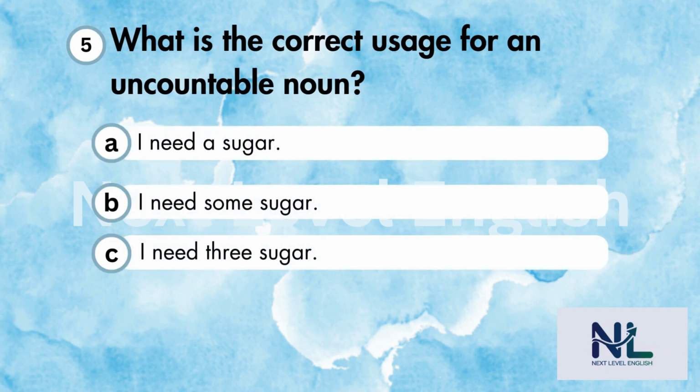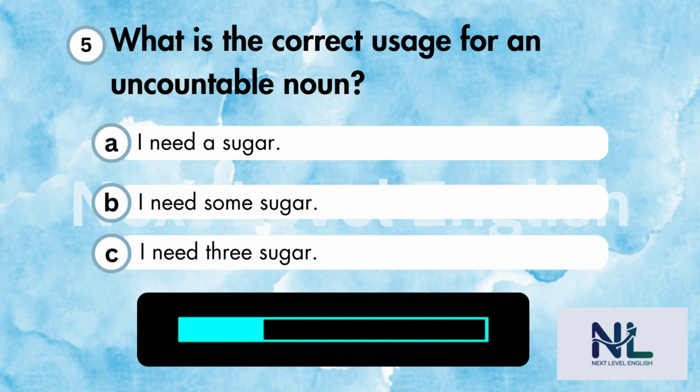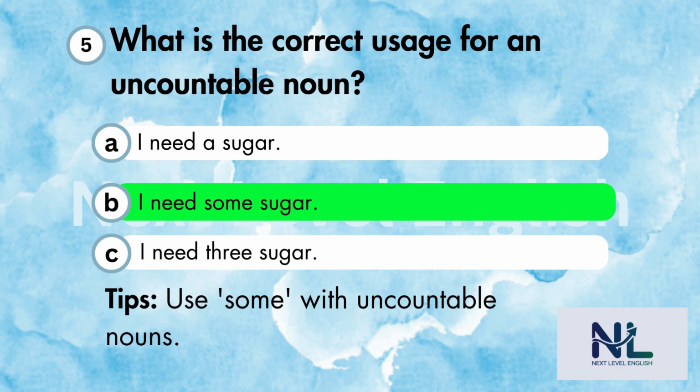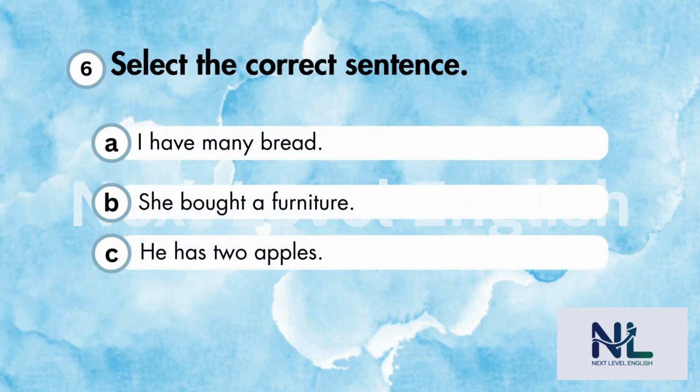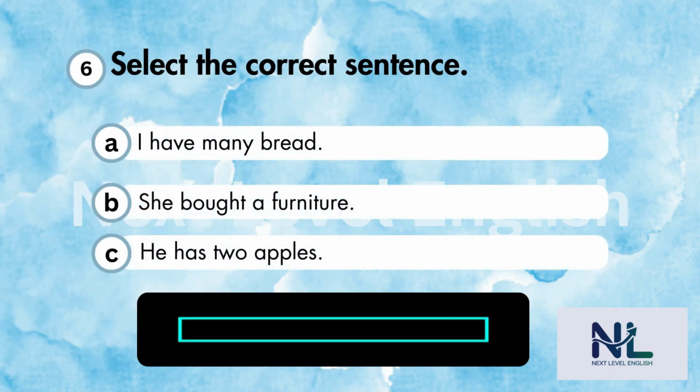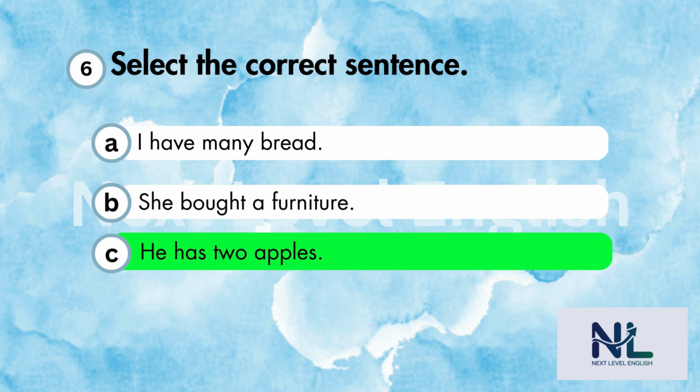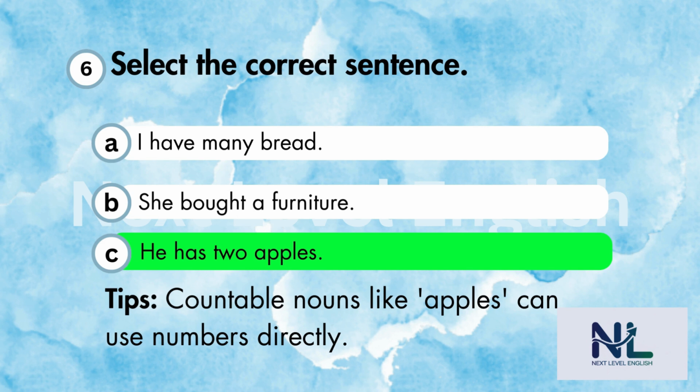5. What is the correct usage for an uncountable noun? I need some sugar. Tips: use some with uncountable nouns. 6. Select the correct sentence. He has 2 apples. Tips: countable nouns like apples can use numbers directly.